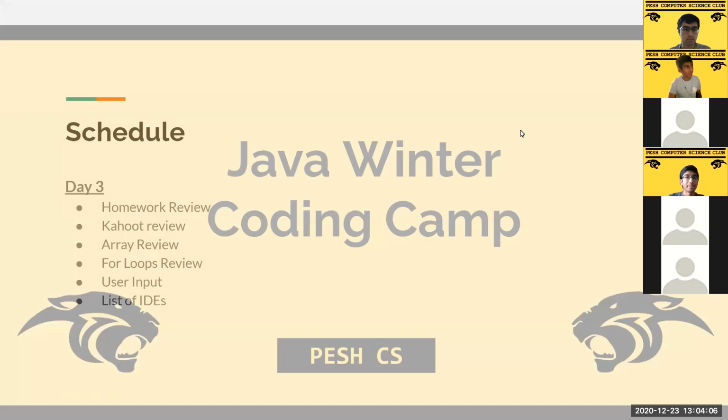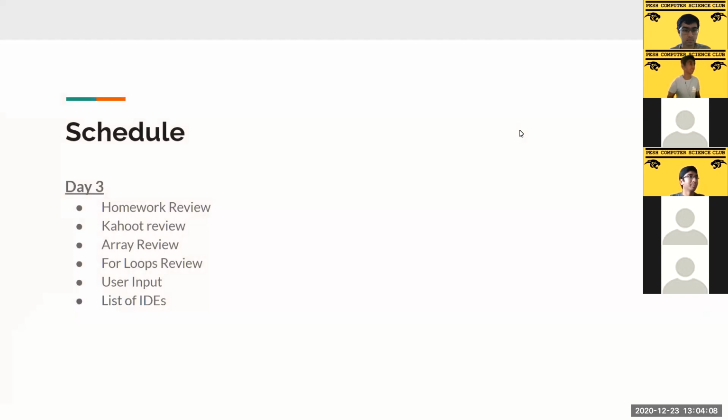Today we're gonna be going over the homework first, and then we're gonna do a Kahoot review over the basics of arrays, and then we're gonna review arrays from yesterday and add a very small thing to it. And then we're gonna go over for loops again, and then user input, and then what to do after this course.